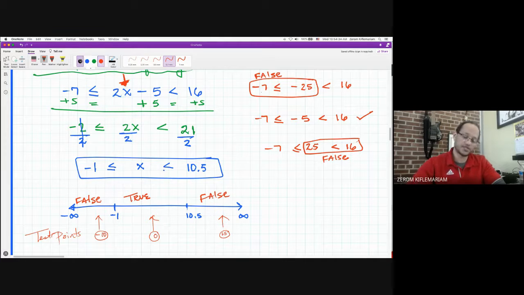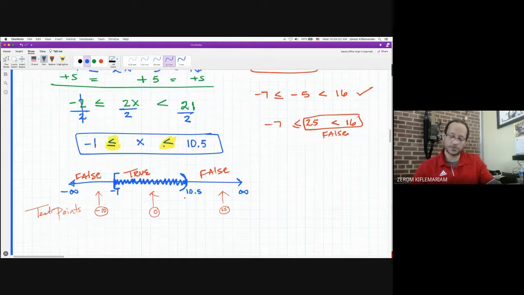So which side is true? The true side is right in the middle. So I'm going to shade the middle side. Now that I'm shading the middle side, I have to pay attention to the endpoints. Of the endpoints over here, one of them is less than or equal to, the other one is just less than. Since it is less than or equal to, it becomes a bracket. The other one says just less than, so it becomes a parenthesis.